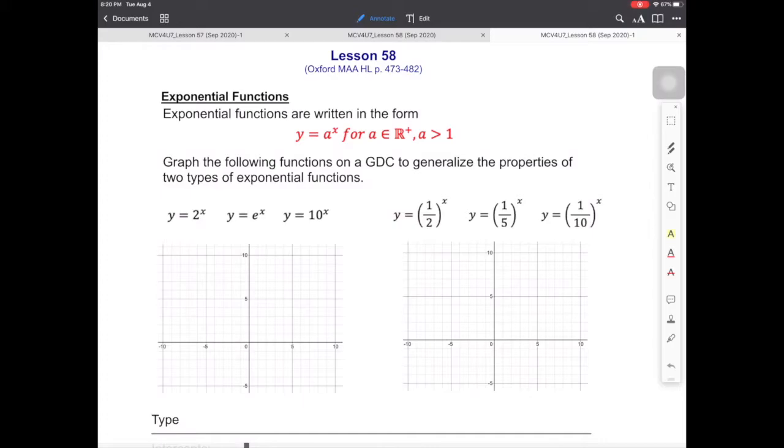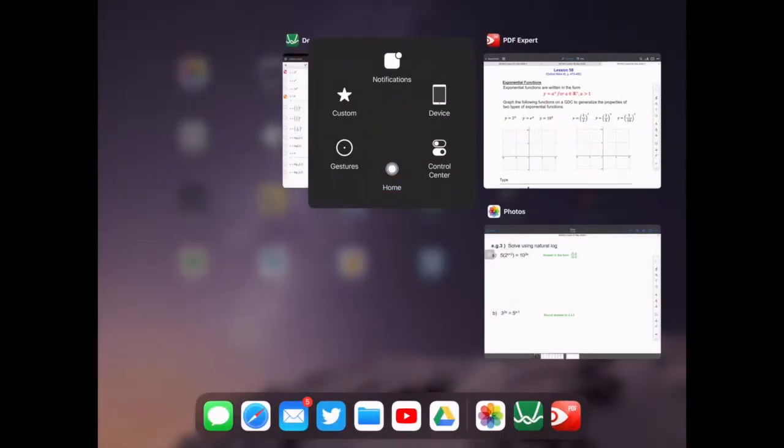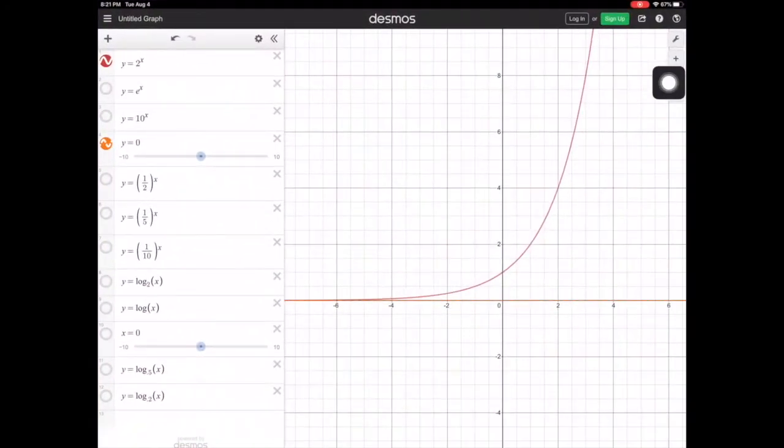You are encouraged to use your graphing calculator or Desmos to graph the following functions and compare the properties when we fill out this chart. I'm going to switch over to the Desmos app where I have input those equations. First, we're going to start with the graphs of y equals 2 to the power of x in red, y equals e to the power of x, and y equals 10 to the power of x in green. I have also included the horizontal asymptote of y equals 0, or the x-axis, on the graph.